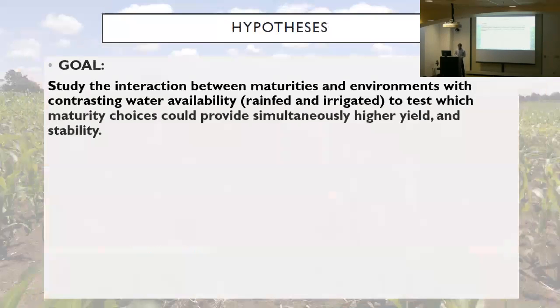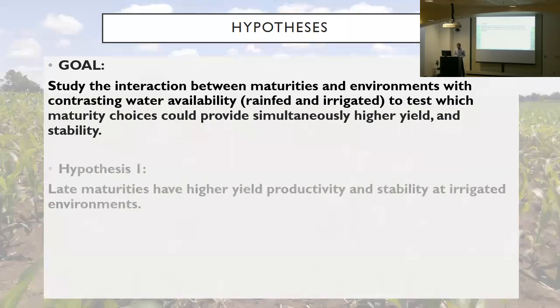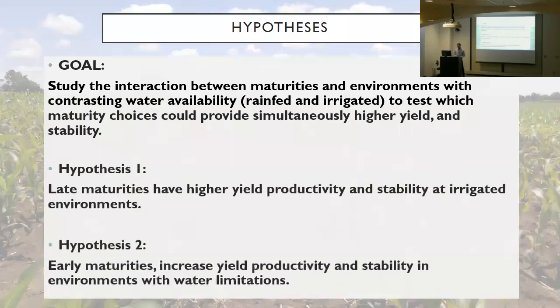Our goal with this study was to understand the interaction of maturity and water availability to identify which maturities can increase yields and provide more stable yields. So we proposed two hypotheses. One is that late maturities have a higher yield productivity and stability in irrigated environments. And two, that early maturities increase yield productivity and stability in water-limited environments.